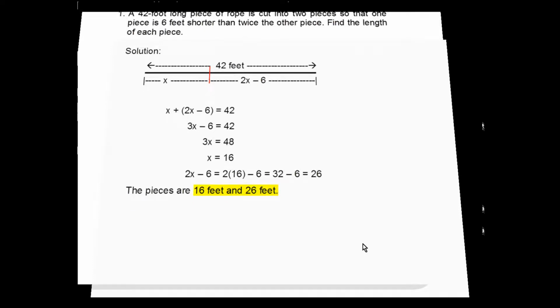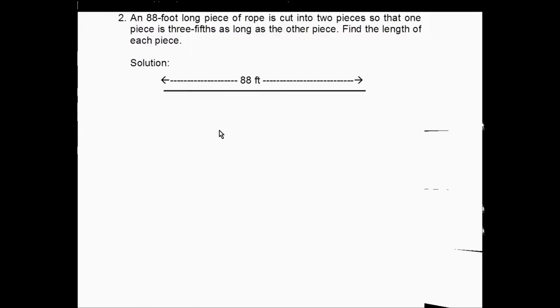Let's try another one. An 88-foot long piece of rope is cut into two pieces so that one piece is 3/5 as long as the other piece. Find the length of each piece. So one is 3/5 as long as the other. If we make a picture here, there's our rope. It's 88 feet long. I cut it into two pieces, so maybe I cut it right about here.